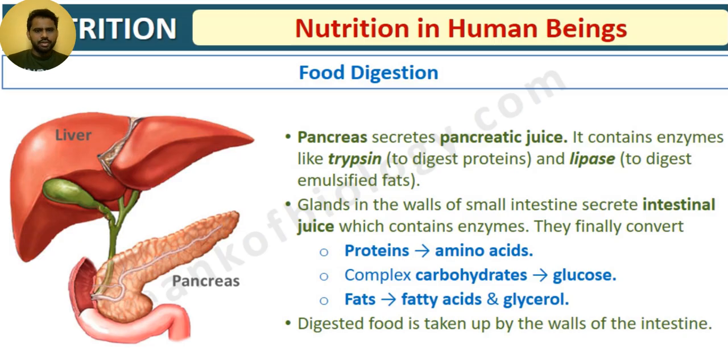This is all very important. Understanding what a pancreas secretes and what trypsin does: it helps in digesting protein, and lipase helps in digesting emulsified fats. And finally, understanding that glands in the walls of the small intestine secrete intestinal juice, which contains enzymes, and these enzymes convert proteins into amino acids, complex carbohydrates into glucose, and fats into fatty acids and glycerol. Next, we see that digested food is taken up by the walls of the intestine.